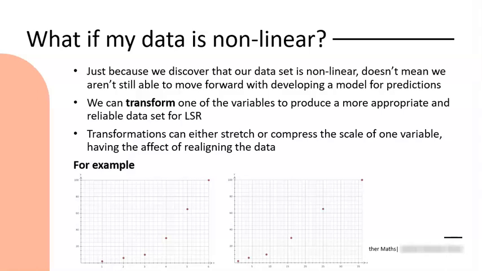We have potentially looked at applying a linear model, a least squares regression line. But perhaps we've noticed throughout our regression analysis that our data is actually non-linear. So that doesn't mean we stop. In further mathematics, even though we only look at linear models, so a least squares regression line, we can potentially transform our data.